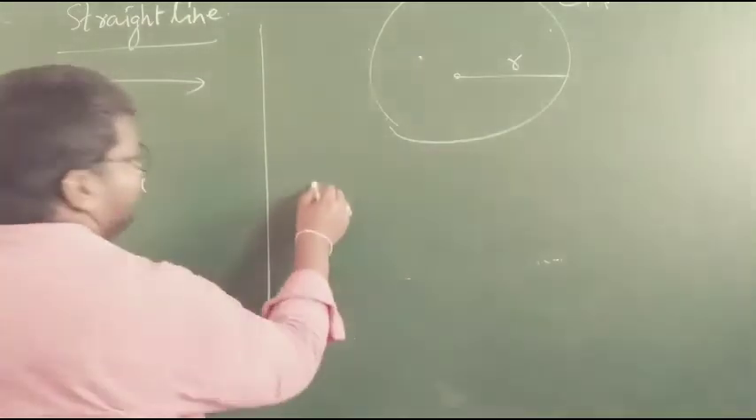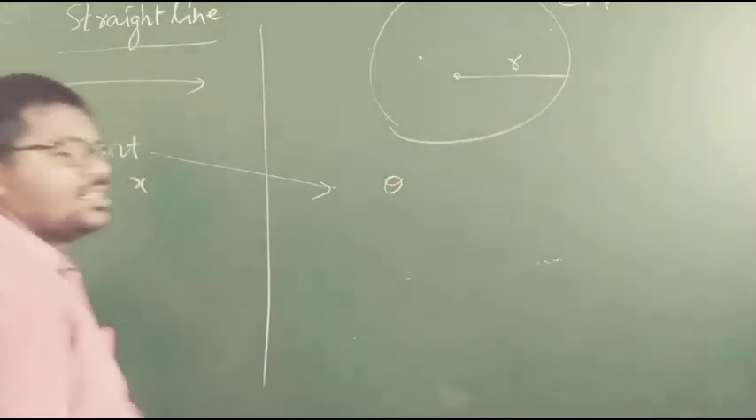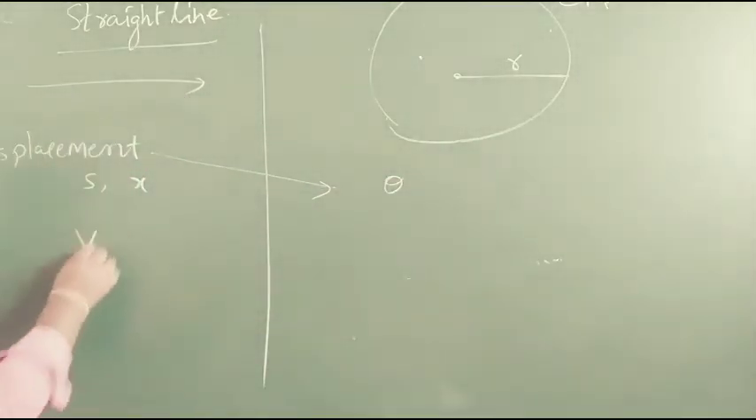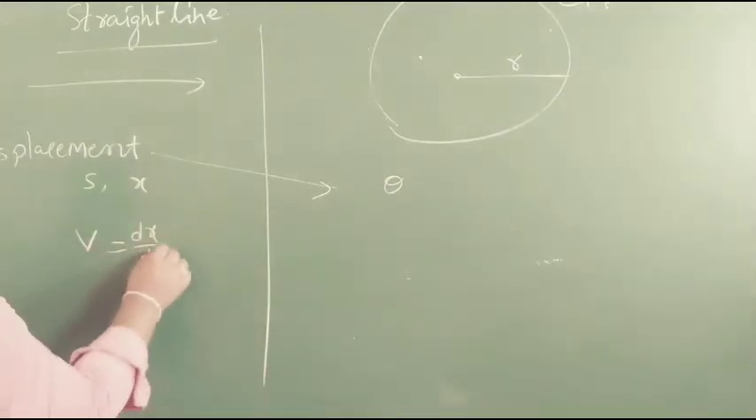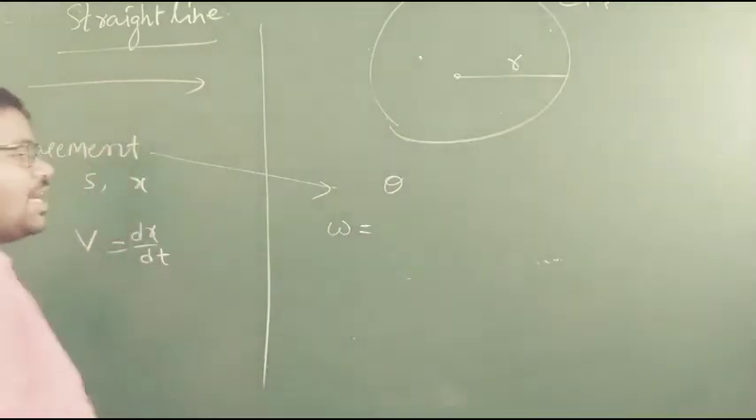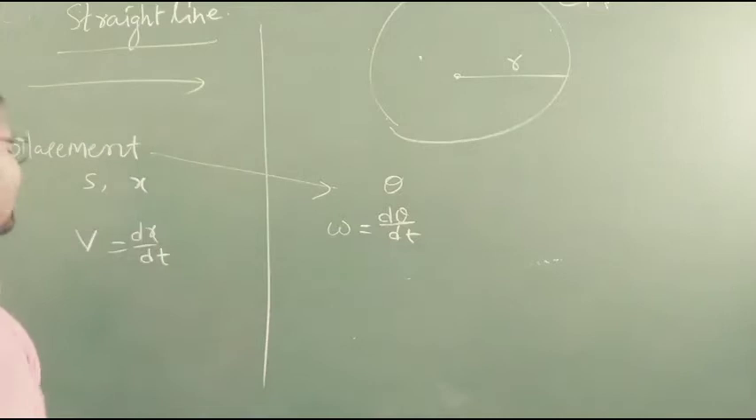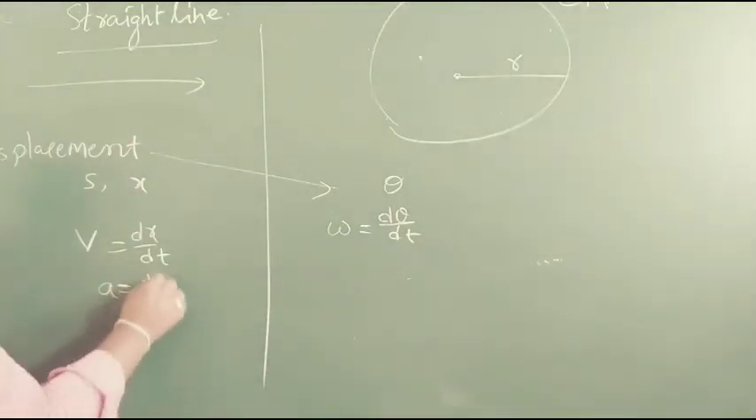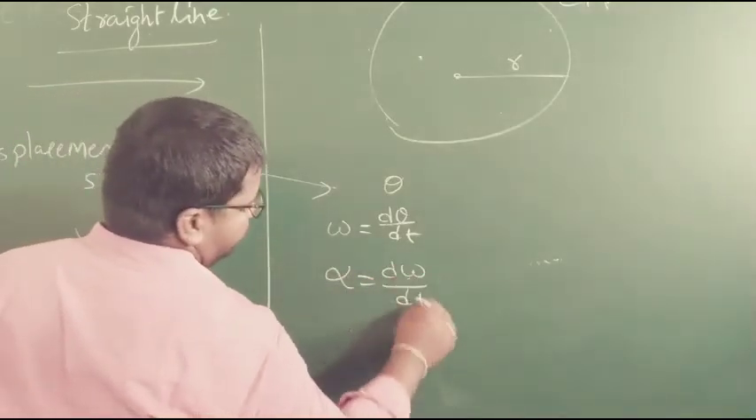In circular motion, angular displacement is theta. Speed or velocity is denoted V, where V is equal to dx by dt. Angular velocity omega is equal to d theta by dt. Acceleration a is equal to dv by dt. Angular acceleration alpha is equal to d omega by dt.